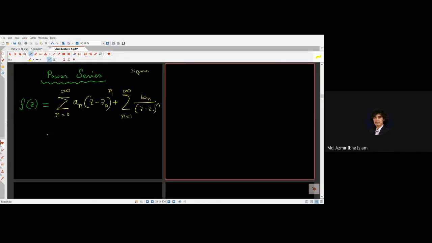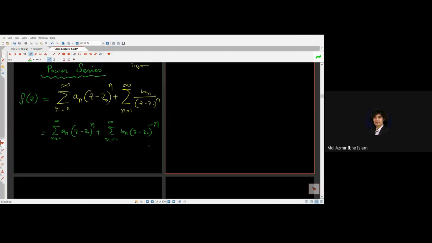So if we simplify this, you will get summation n equal to 0 to infinity of a sub n (z minus z naught) power n, plus summation n equal to 1 to infinity of b sub n. If we take the reciprocal, it will be (z minus z0) power negative n. Is that clear to everyone? Yes, sir. Okay, now we can see that we have a total of 2 parts.